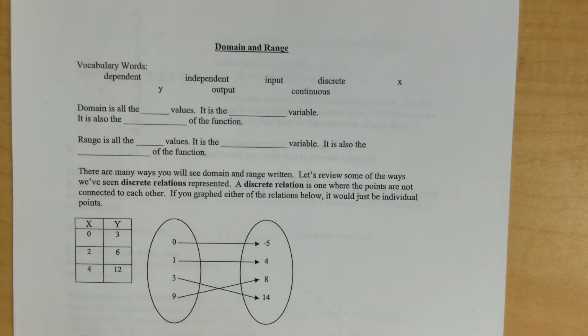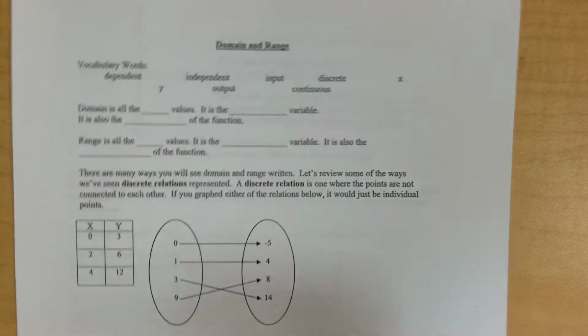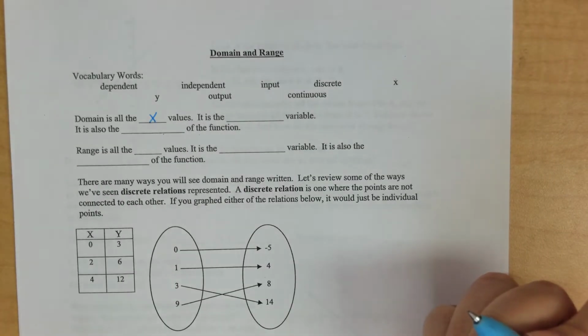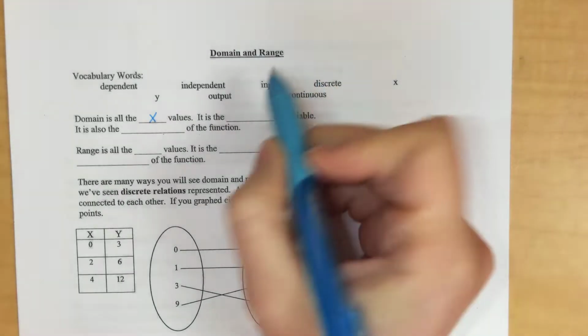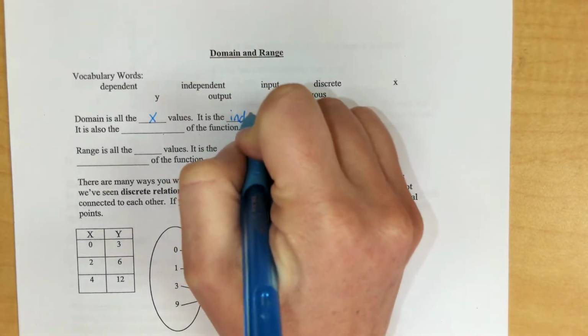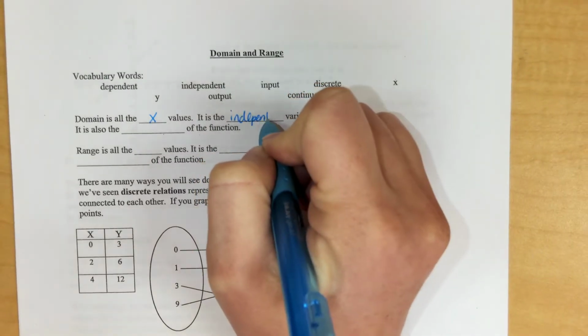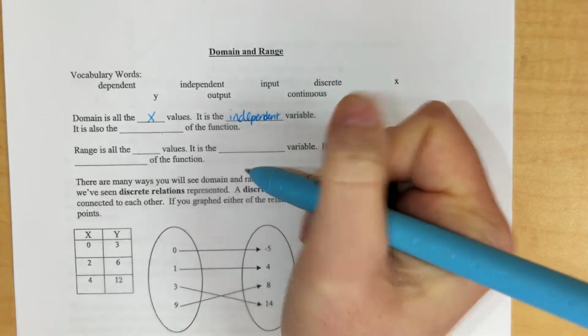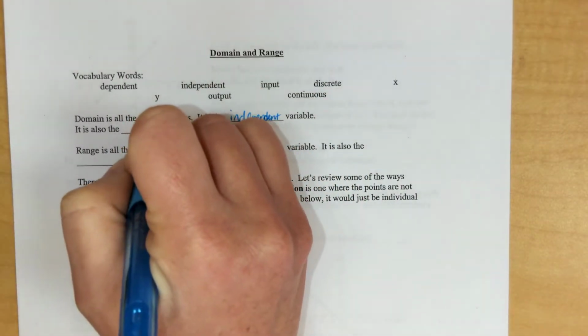So we are going to start the process of discussing domain and range. Just a quick review about what we do know from our vocabulary about x's and y's, domain and range. First off, we know that the definition of domain is all of the x values in a set of ordered pairs. It is also known as the independent variable, and it is also the input of the function.